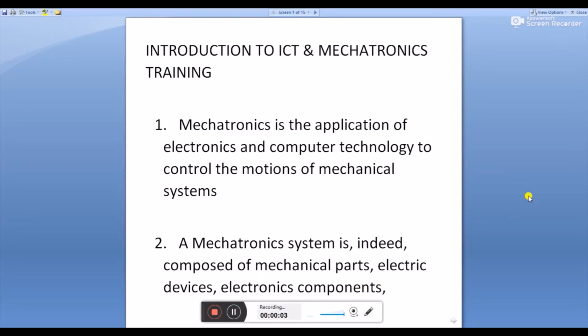Introduction to ICT and Mechatronics Training. Mechatronics is the application of electronics and computer technology to control the motions of mechanical systems.